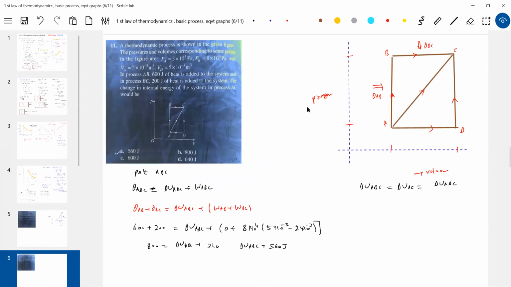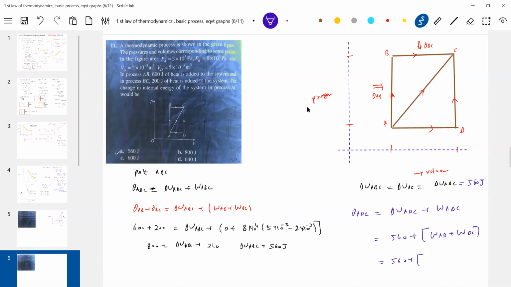So with this, what is the conclusion we can make? I'll write it here. After this, I want the path ADC also. So QADC is equal to delta UADC plus WADC. QADC I want, the total heat absorbed in the path ADC. So delta UADC I know, 560. Work done in the path AD plus work done in the path DC.